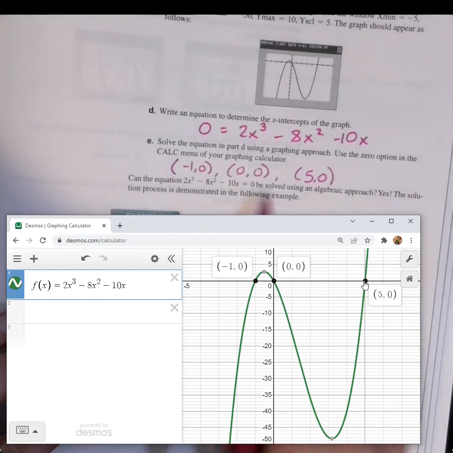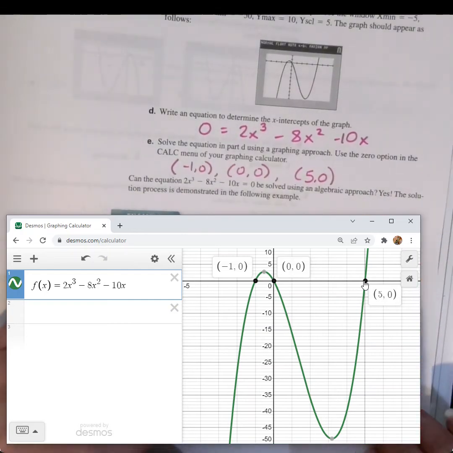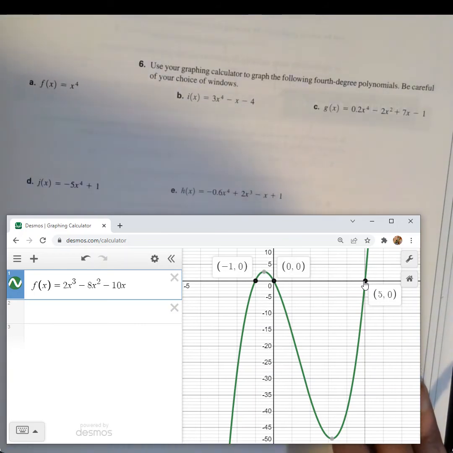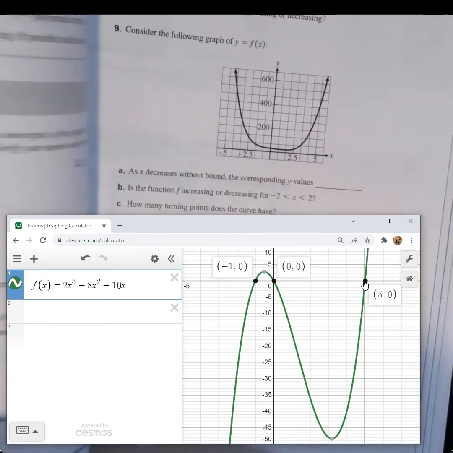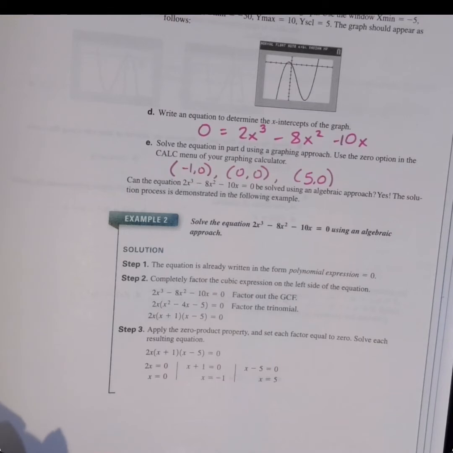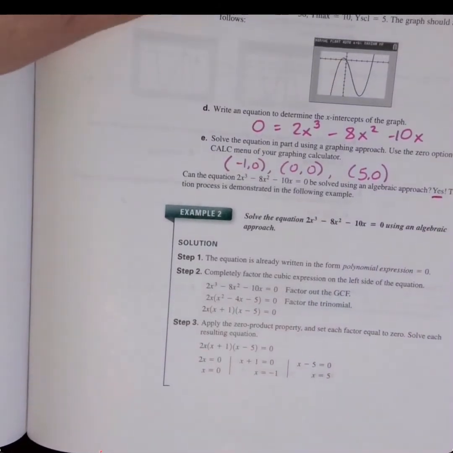Can this be solved using an algebraic approach? Yes. Okay, so hopefully we'll get to do that on the next page. Maybe, do we get to do that same one? No, I don't get to do the same one. So how about we do it? Since the answer was yes, maybe we should do it. Okay, so it says, yes, I could solve these algebraically. So the process is going to involve some factoring. So since the answer is yes, why don't we go ahead and do it?